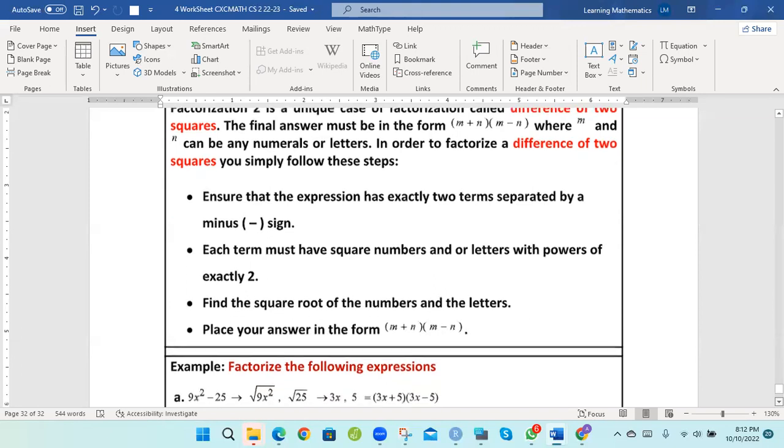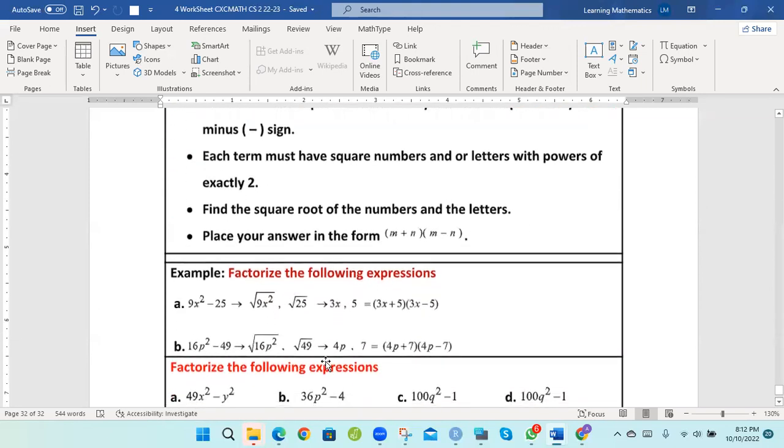Let's look at an example. 9x squared minus 25. Take a close look at it. 9 is a square number. X has a little 2 on it. There's a subtraction sign. 25 is a square number. You square root, you square root. Square root of 9 is 3. Square root of x squared is x. Square root of 25 is 5. So you're going to have 3x plus 5, 3x minus 5.